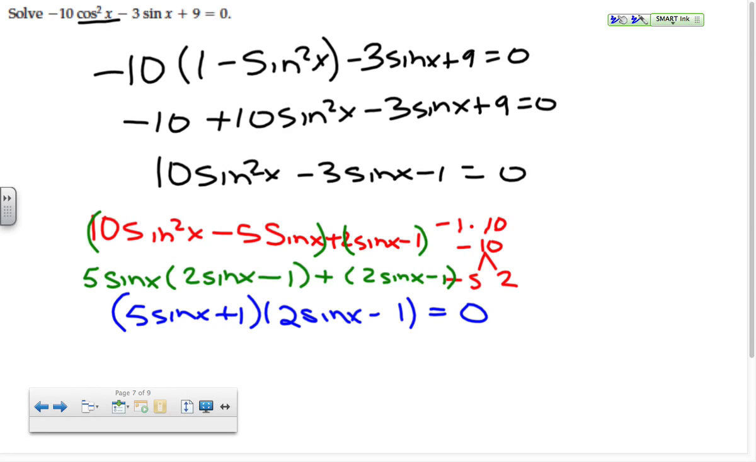You will end up with 4 solutions. Because we know for each sine equation we have 2 solutions, and we have 2 sine equations. So we're going to end up with 4 solutions. So I need to actually give myself some space. See if I can do this.